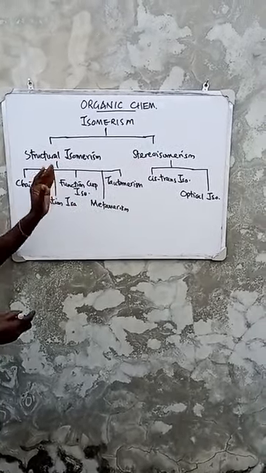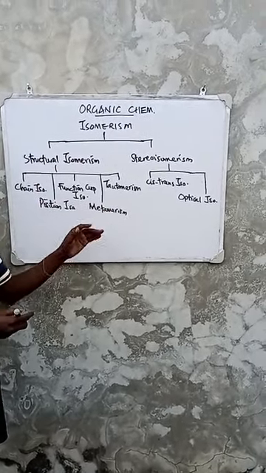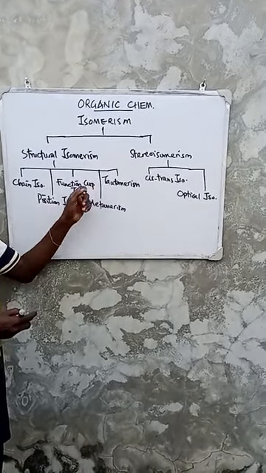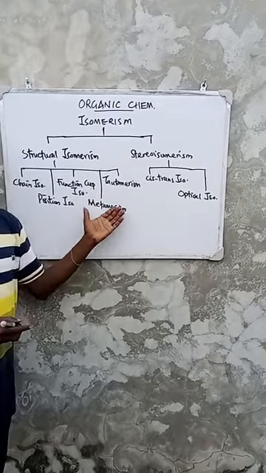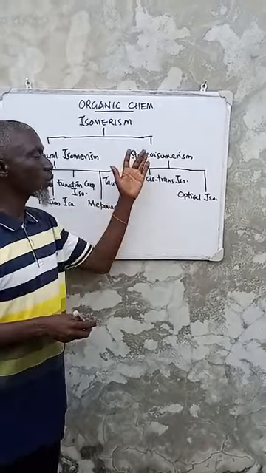On the chart, we can see that structural isomerism is further classified into 5 types: chain isomerism, position isomerism, functional group isomerism, metamerism, and tautomerism. On the other hand, we are going to look at only 2 types of stereoisomerism: cis-trans isomerism, also known as geometrical isomerism, and optical isomerism. Before we look at each of these types, let us look at the 2 major classes of isomerism.